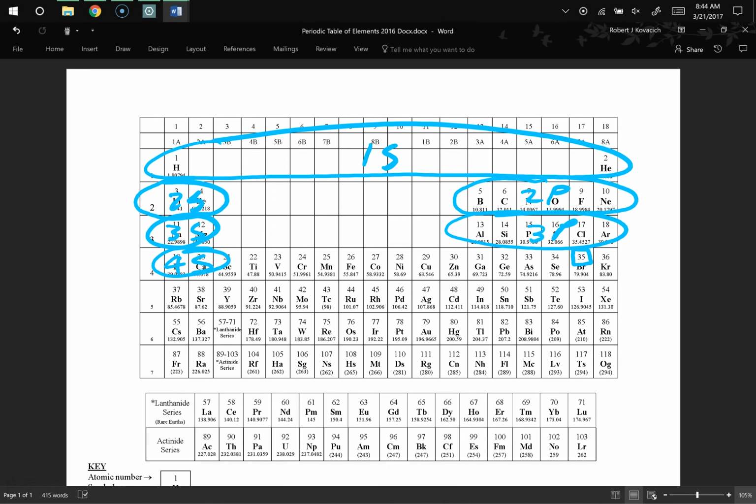4s, because that's the next thing I run into. And then what's this right here? That's the 3d, and that's 10 more electrons. And then my last 5 electrons go in the 4p.